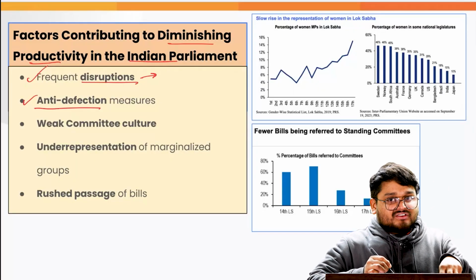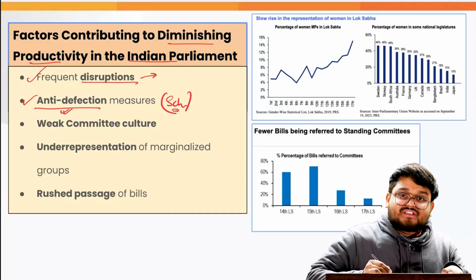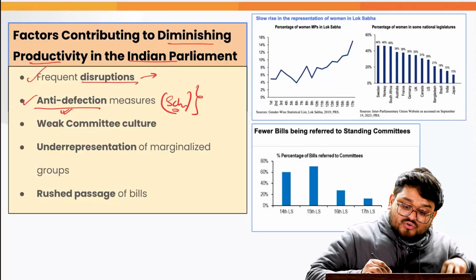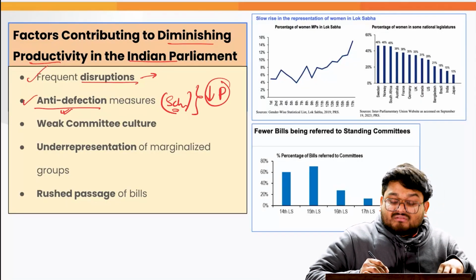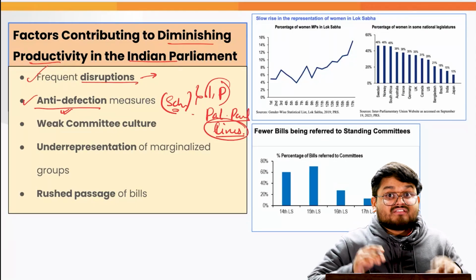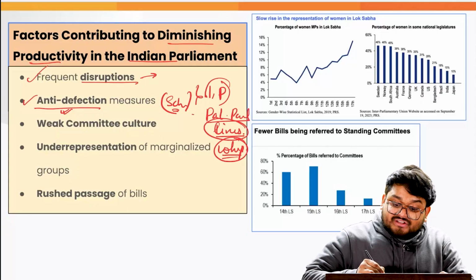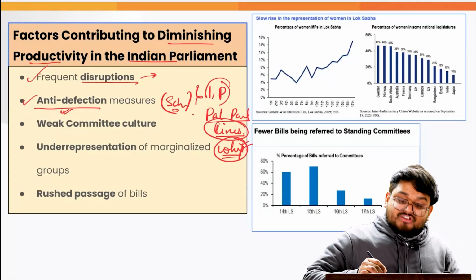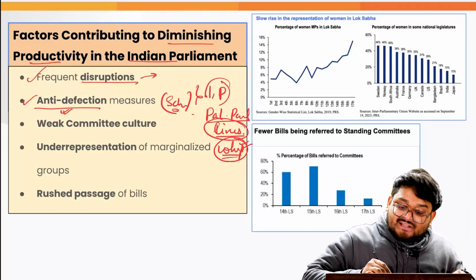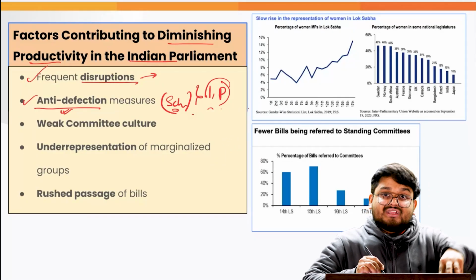Next, there are anti-defection measures in the Parliament as of now. In the comment section, let me know which schedule of our Constitution pertains to anti-defection measures. If you know the same, you should also know that anti-defection measures also decline productivity. How? Various political parties have their own lines on various issues which the MPs and the MLAs have to adhere to. If not, they will be facing the wrath of the whip, after which they can be subjected to anti-defection penalties. Due to this, MPs right now do not go outside their own party lines to criticize their own party. So this is also decreasing individual parliamentary freedom.